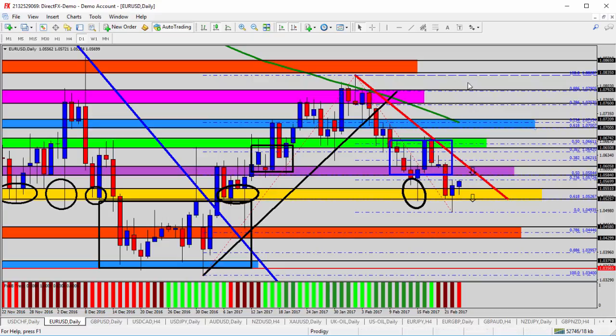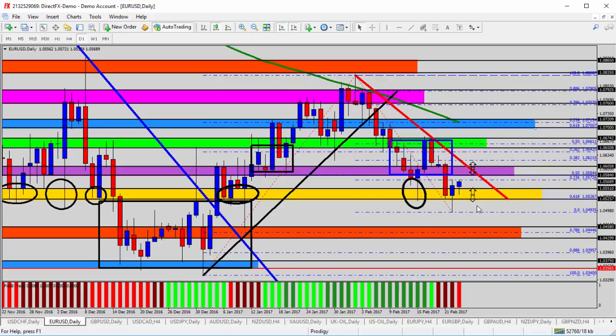If you're looking to go long, of course, the best place to do that would be back down here at the yellow shaded area on top of the 1.0555 or 50 level. The other reason we would look to go long is a breakout back above the purple zone.